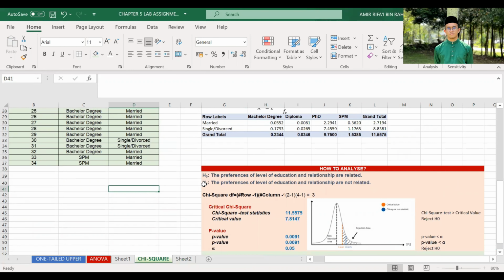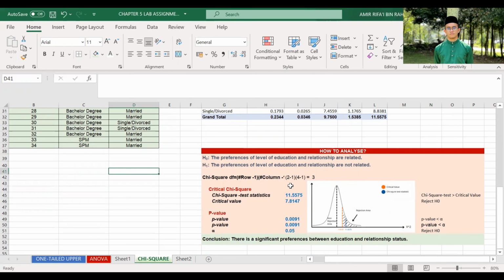For the null hypothesis, the level of education and relationship status are related. And for the alternative hypothesis, the level of education and relationship status are not related. For the chi-square, the df is 3. The critical chi-square test statistic is 11.5575. That shows it is more than the critical value.